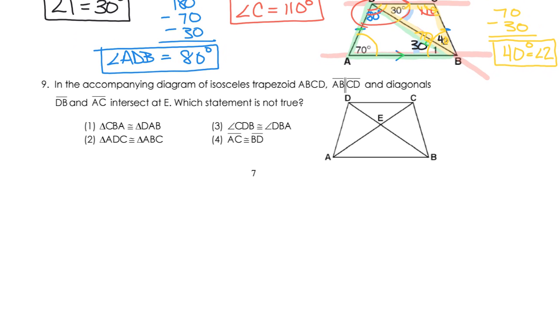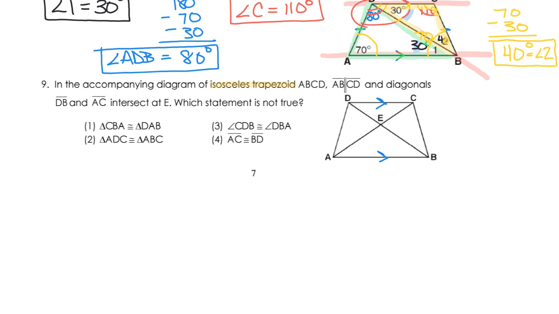All right, last question, number 9. In the accompanying diagram, isosceles, there it is again, isosceles trapezoid ABCD. It has AB parallel to CD, diagonals DB and AC intersect at E. Which statement is not true? Okay, so let's take a look at our choices.